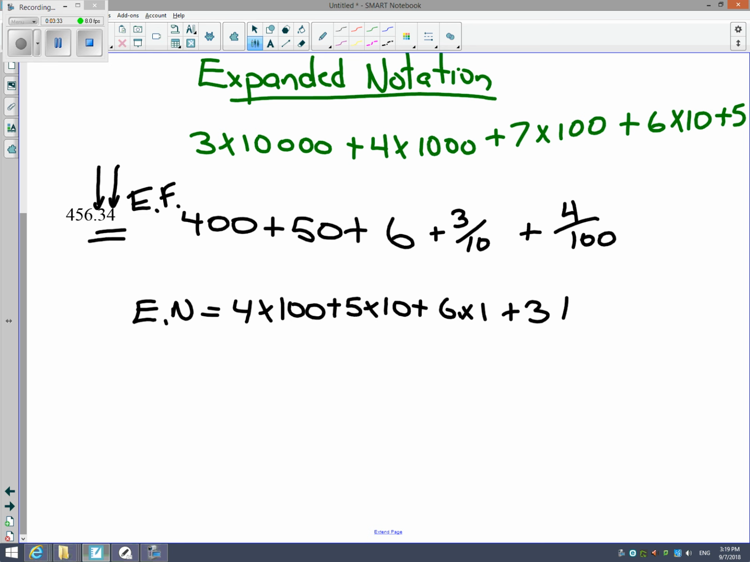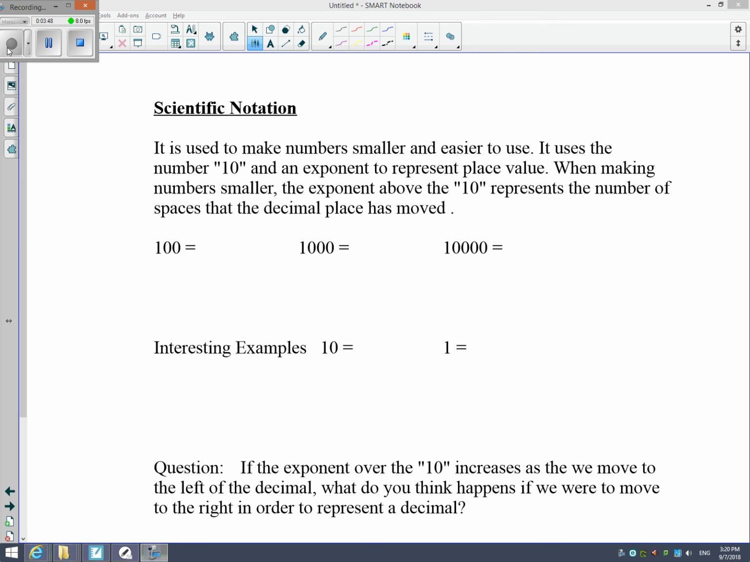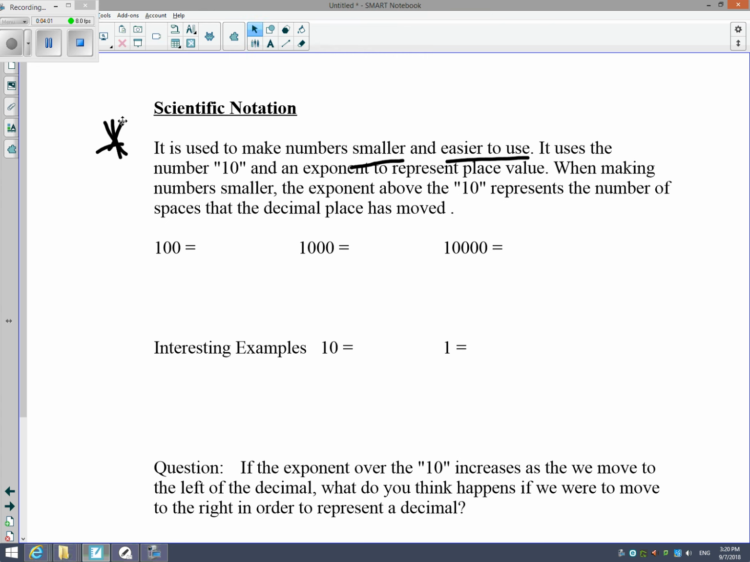This tenth is actually times 10 to the negative 1, and this 4 hundredths is represented by 10 to the negative 2. Don't worry if you've forgotten, I'm going to show you how that works out. So when we do scientific notation, we looked at little ideas of what it does. Anyhow, it's used to make numbers smaller and easier to use. And it uses the number 10 and an exponent to represent the place value, what it's representing.